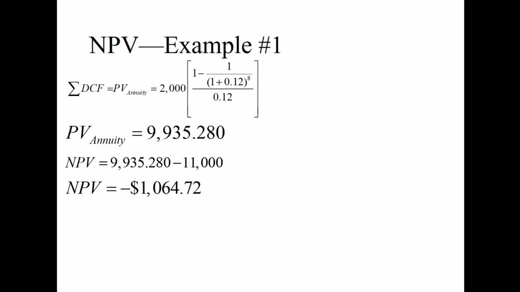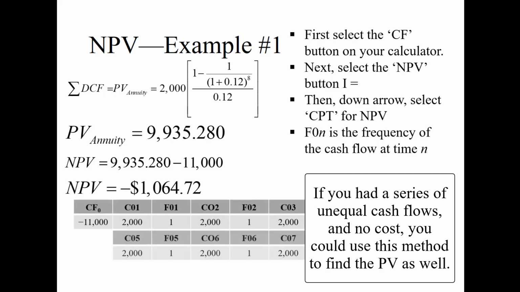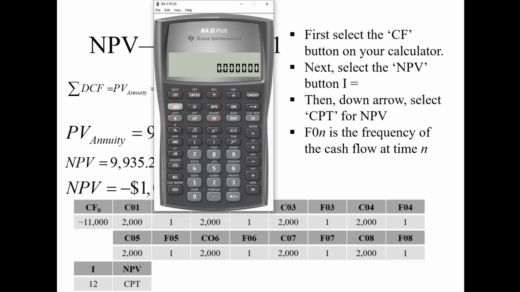And so here's our formula method. And we're going to use the cash flow register or the cash flow worksheet on our financial calculator in order to solve this problem. Here you see our inputs. And the first thing I'm going to do is select the CF button.